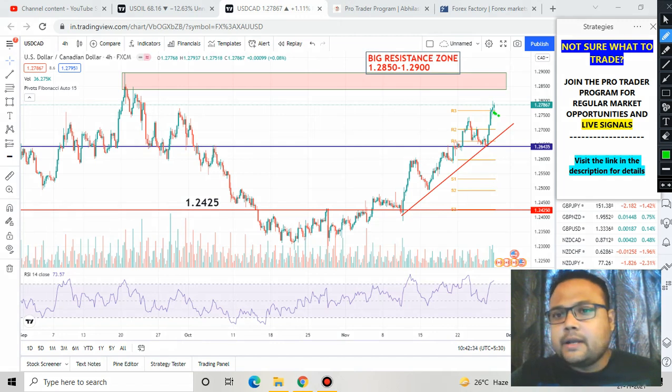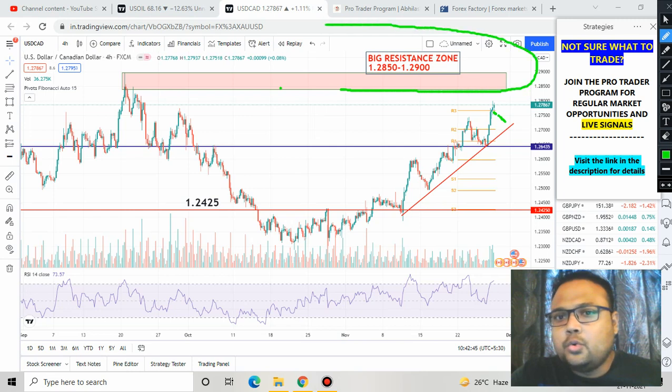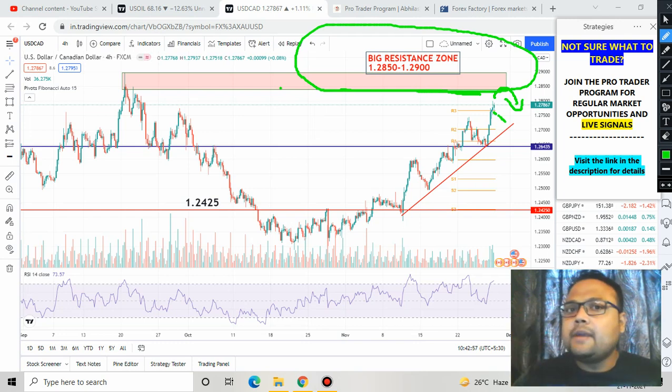And the second point is, if the market goes up. Now we have discussed if the market goes down, where we will get buying opportunities. But if the market goes up, then you can see that we have a very strong resistance level at 1.2850 to 1.2900. This is a very strong resistance level, so I think there is a possibility of the market reversing from this level.